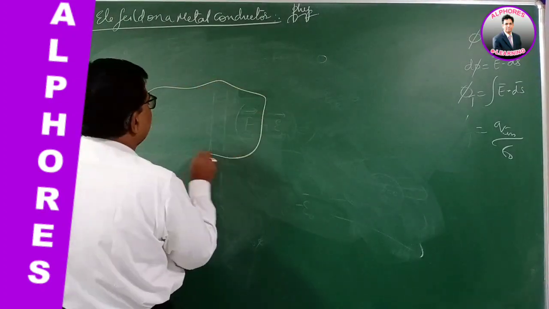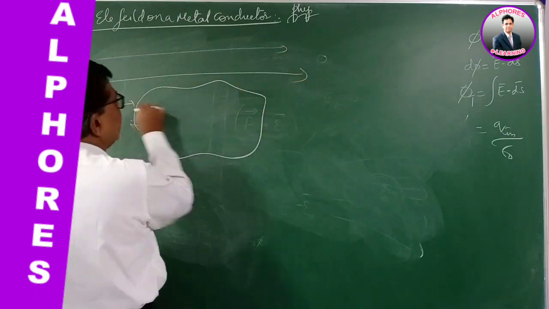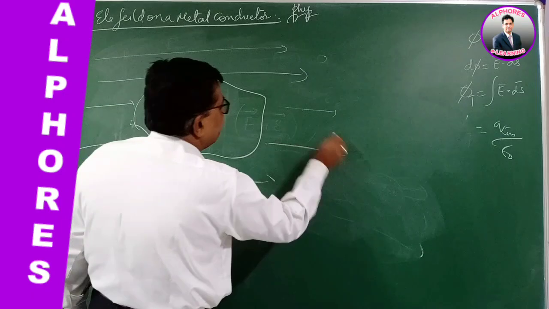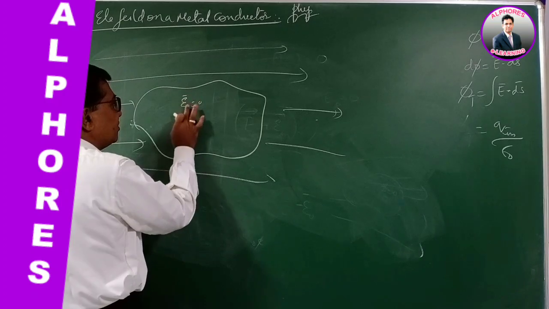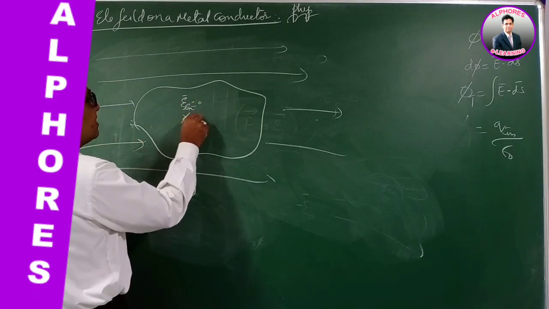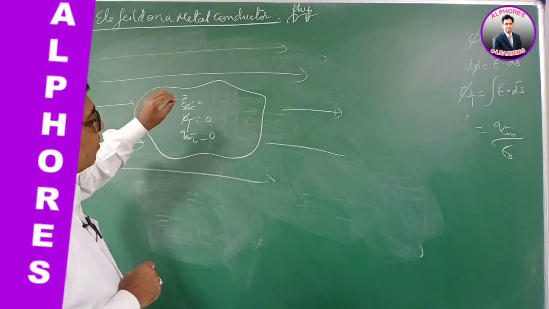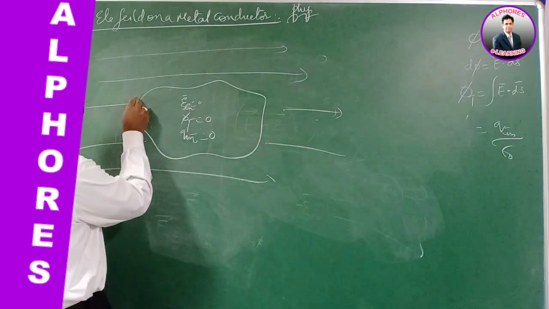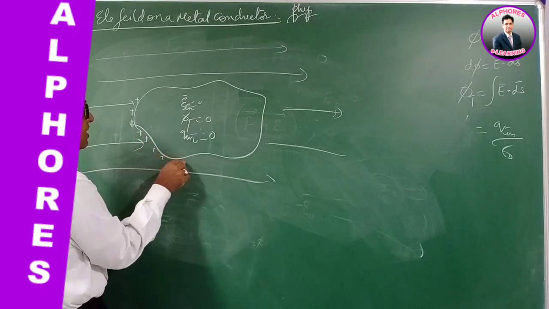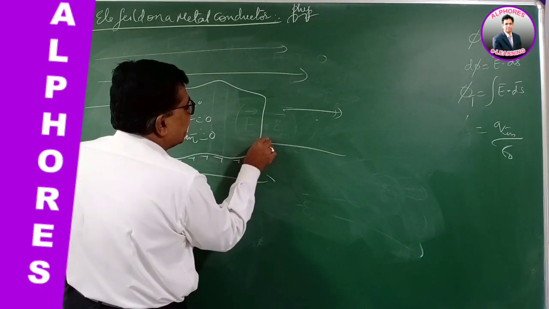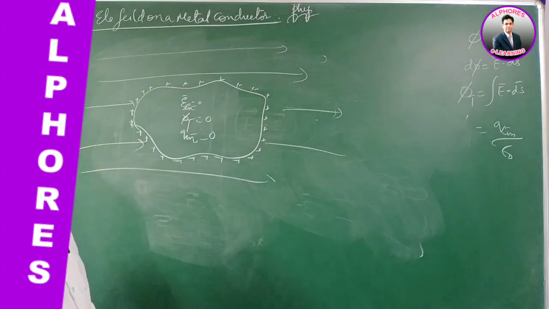Suppose I take a metal conductor like this, placed in an external electric field this way. At any inside point, the resultant electric field is zero. So the flux is zero, so the charge inside is zero. In the sense, the charge whatever is given to this will reside only on the surface of the metal conductor. No charge will reside inside. All the charge will be existing on the surface of the metal conductor.